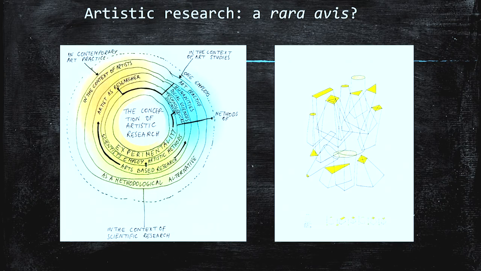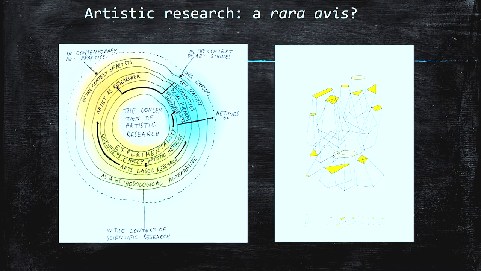And what I wanted to share also, in that book, I came up with three different conceptions of how artistic research can be used. In the context of scientific research, as a methodological alternative. It can also be used as a method in art studies, where you employ various methods and try somehow to produce new knowledge. Also, you can use it in the context of contemporary art practice, and you don't need the academy at all. You do it in your field, and the artist is a researcher.